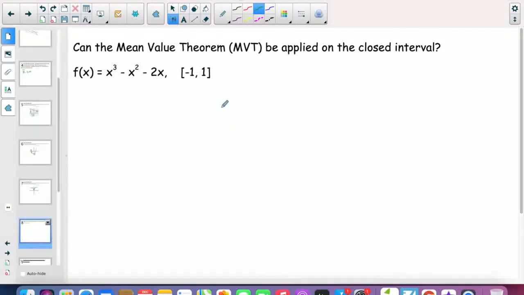Here's an example of the mean value theorem when given a function. Can the mean value theorem be applied on the closed interval from -1 to 1 for the function f of x equals x cubed minus x squared minus 2x? Now, this is a polynomial function. We know that that polynomial function is continuous based on the nature of polynomial functions.